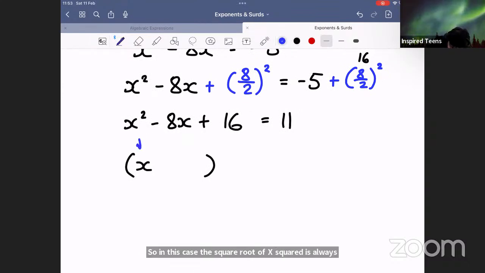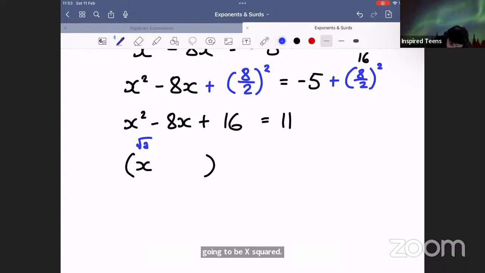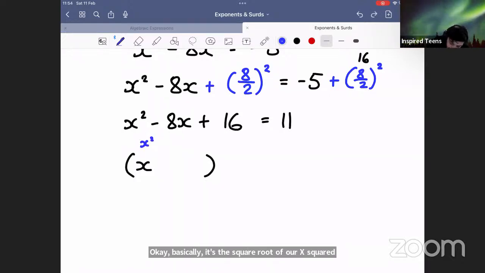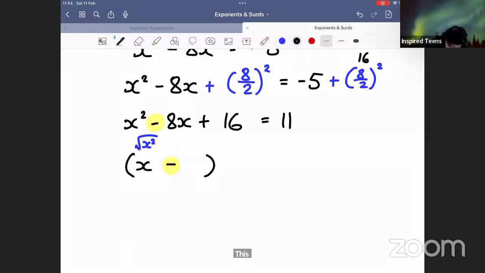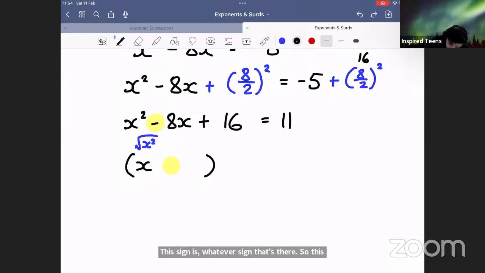So here we're going to have the square root of our first term. Technically not a, but I suppose let's just say ax squared. Basically it's the square root of our x squared term, because remember it's a trinomial, so it's not going to get bigger than a square. So here is going to be the square root of our x squared term. This sign is whatever sign that's there. So this sign is a minus. Whatever is our first sign of the trinomial, translate over to our bracket. So it becomes a minus.